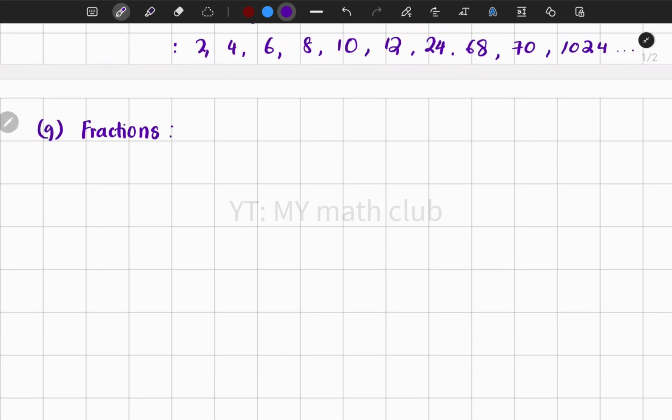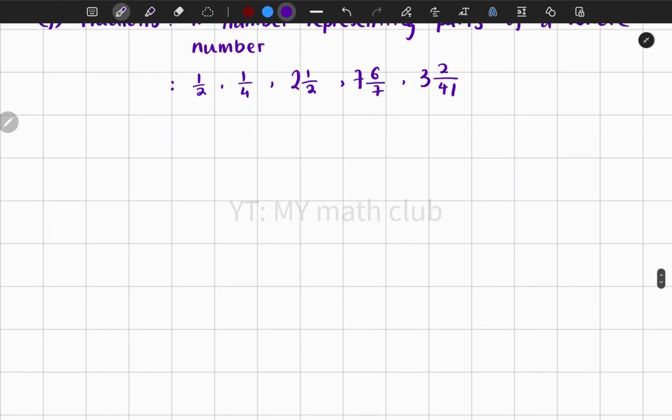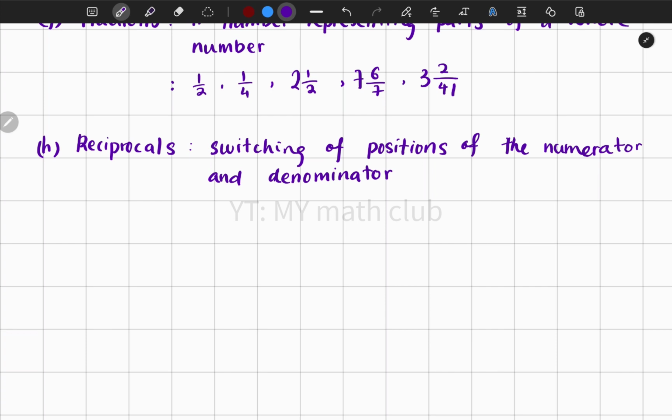The next one is fractions. A fraction is a number representing a part of a whole. So 1 over 2, 1 over 4, 2 and a half, 7 and 6 over 7. All of these are fractions, and something very important that comes with fractions is reciprocals. Reciprocal means to switch the position of the numerator and the denominator, meaning if you have 3 over 4, when you do a reciprocal, you get 4 over 3. If you have 37 over 59, then you find the reciprocal to be 59 over 37.